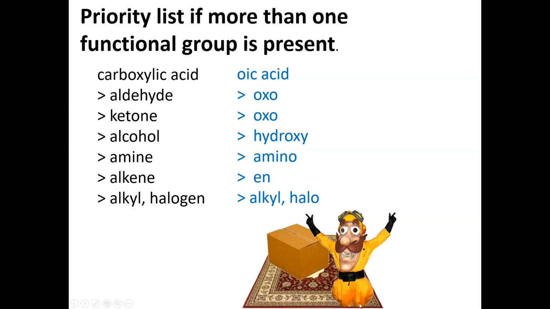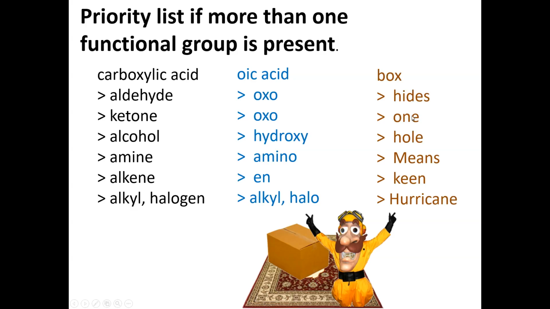So one way you can remember this priority list is if you think of a keen hurricane supporter who is inviting people around to his place for a party or something to celebrate, but he's got a great big hole in the carpet, so he puts a box over it. So you can think of box hides one hole means keen hurricane. Very silly, but perhaps it'll help you remember.